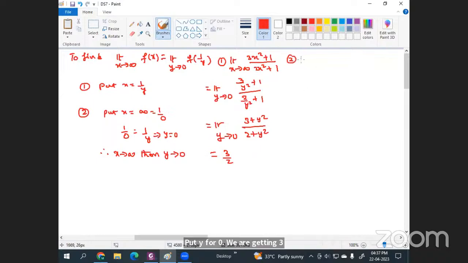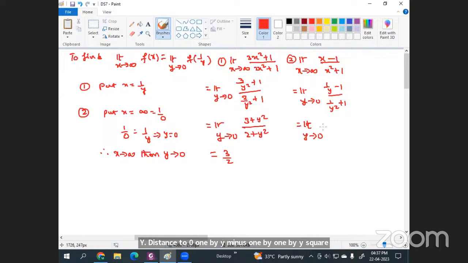Now the second one, limit x tends to infinity of (x minus 1) by (x square plus 1) equals limit y tends to 0 of (1 by y minus 1) by (1 by y square plus 1) equals limit y tends to 0 of (1 minus y) by (1 plus y square), with one y getting cancelled. I'll write y here. So 0 by 1, I'll get 0.